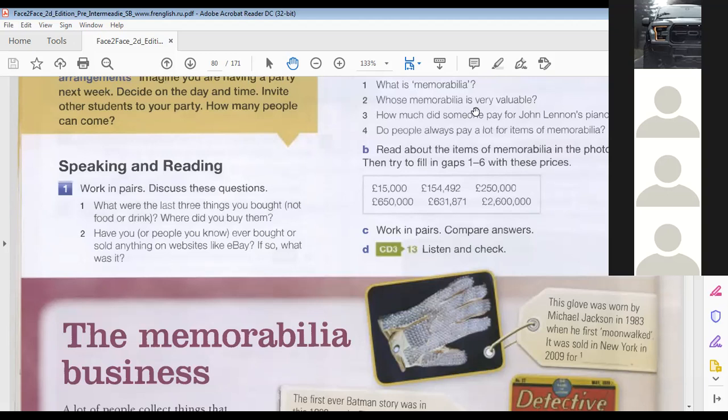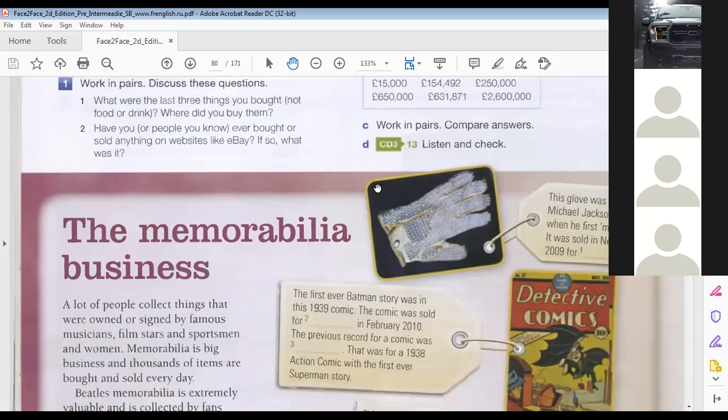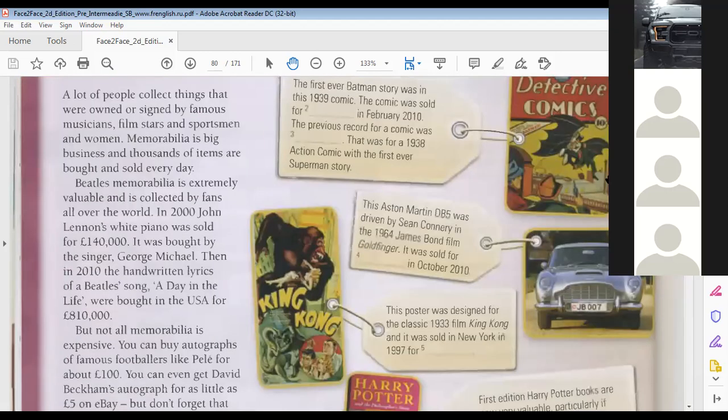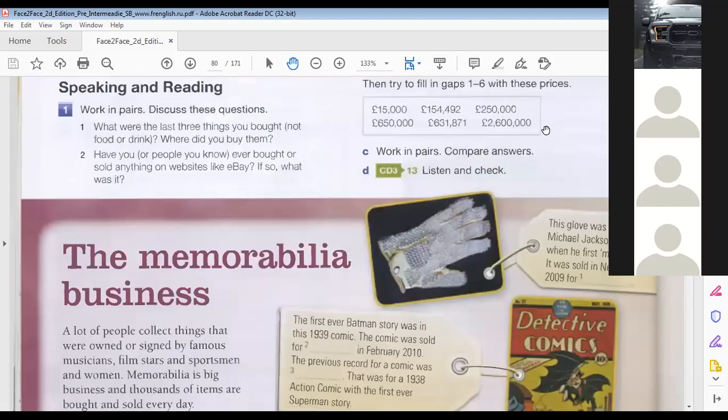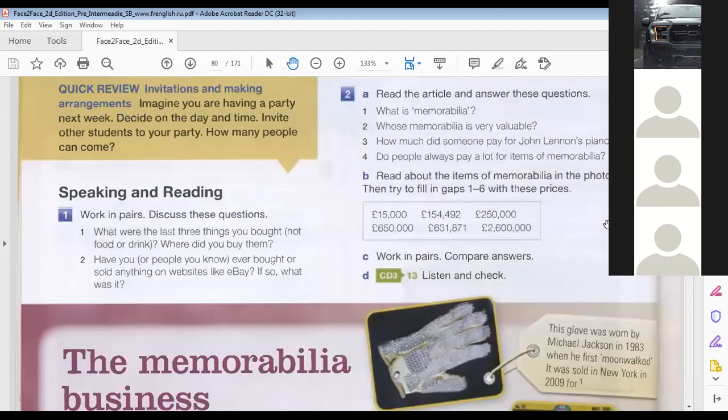All right, let's start with question number 2. Whose memorabilia is very valuable? So from the article, what did they say? Whose memorabilia is very valuable? The Beatles. That's correct. So the Beatles memorabilia is very valuable because the fans like it and they try to collect it.